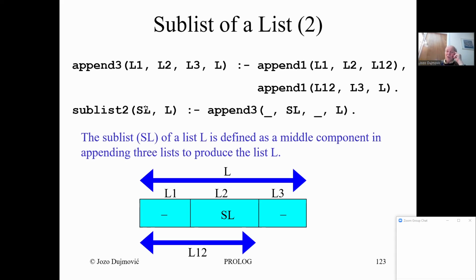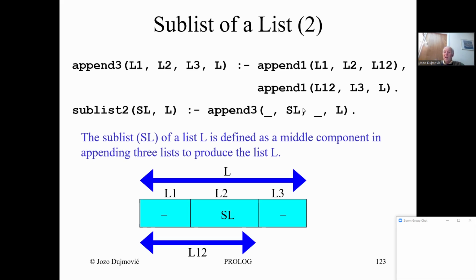And then you say SL is sublist of L if I can append something anonymous to this sublist, and something else anonymous, to get the list L. So I'm practically cutting this sublist from the middle part of that list. And this is going to give me the sublist of this list. So I have first plus second plus third equals L, and I return this second one. So you have that first plus sublist plus third is L.